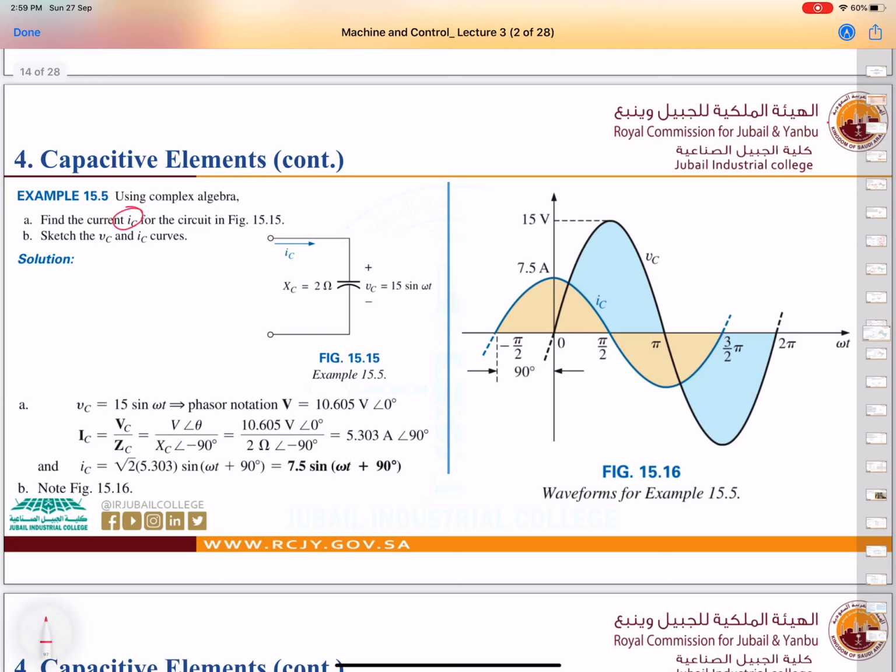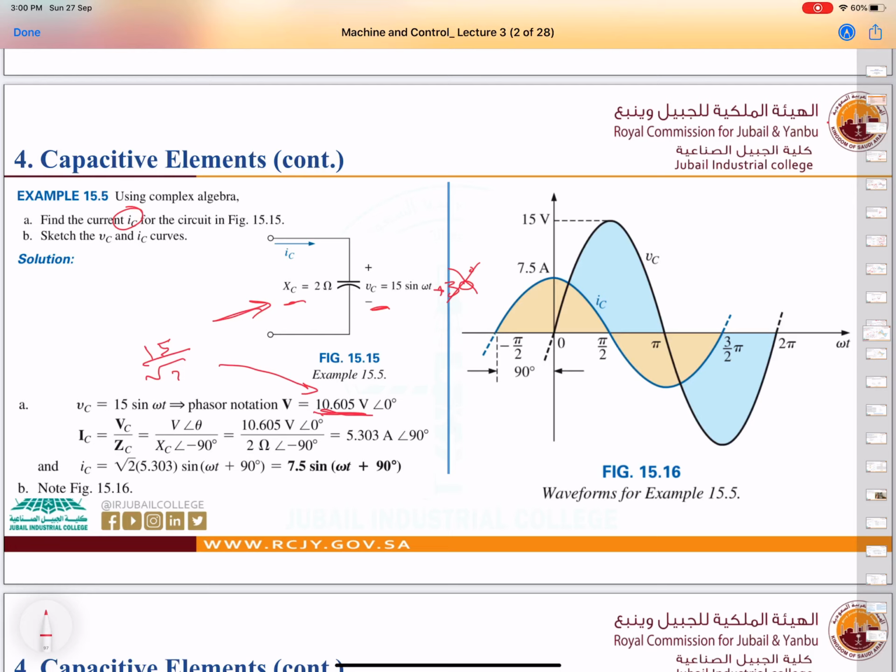Okay, so this is the circuit. We have XC and we have VC. So for VC, we need to find the polar form, which is 10.605, when we divide 15 by root 2. We'll find this value with angle 0, because we don't have an angle here. That's why we have 0.